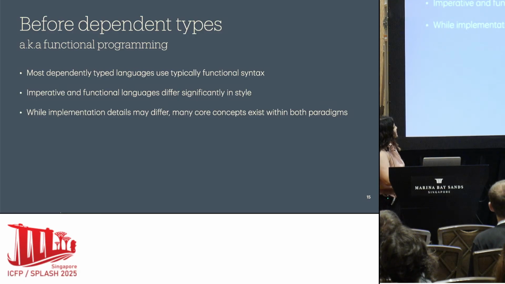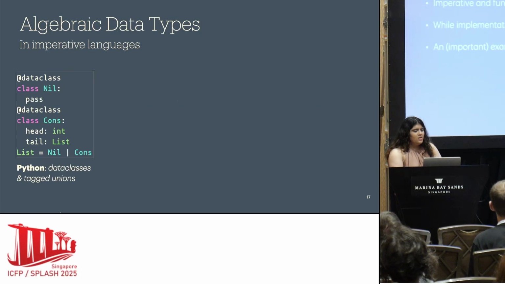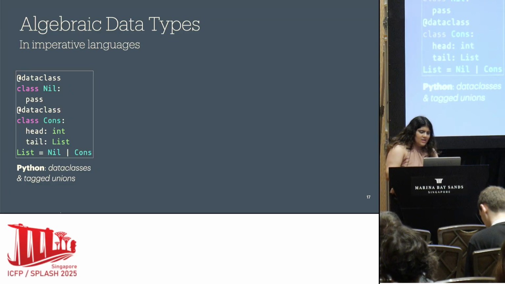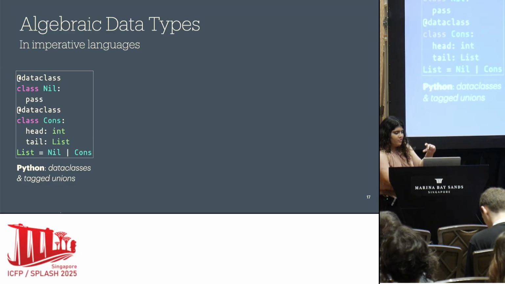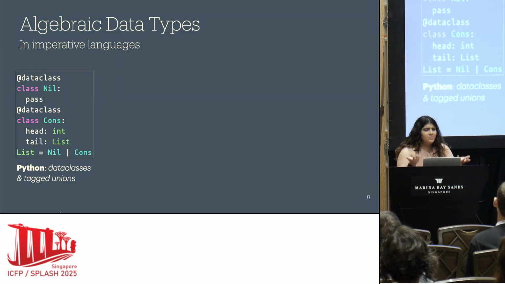And so ADTs and pattern matching, you think about them as primarily functional concepts, but they're everywhere. This is Python. You can use data classes and tagged unions, which is just the nil cons thing there, to basically simulate an ADT. And it's a bit different. You don't have this containment of nil and cons being inside the same structure. You can kind of use them independently. It's a bit up in the air, but everything in Python is a bit like that.